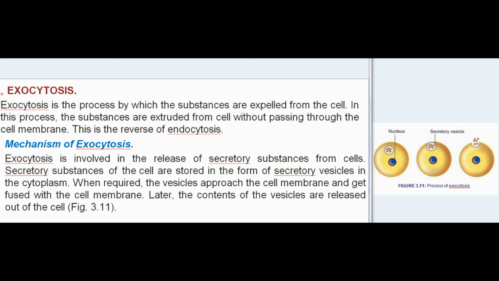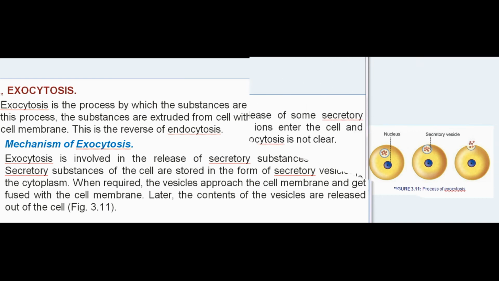Mechanism of exocytosis. Exocytosis is involved in the release of secretory substances from cells. Secretory substances of the cell are stored in the form of secretory vesicles in the cytoplasm. When required, the vesicles approach the cell membrane and get fused with the cell membrane. Later, the contents of the vesicles are released out of the cell, Fig 3.11.